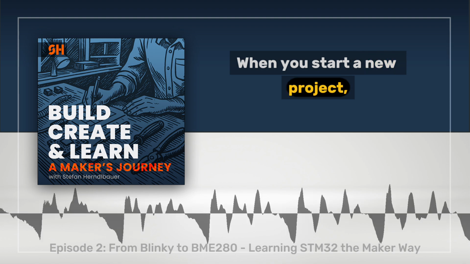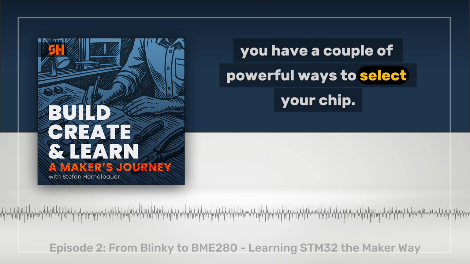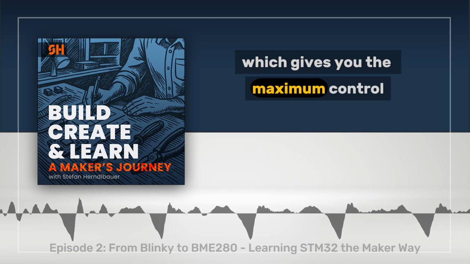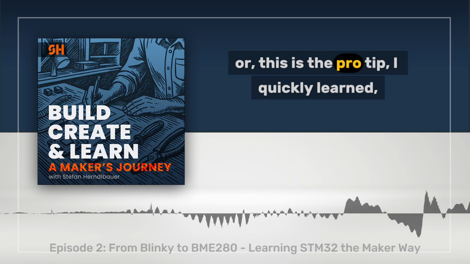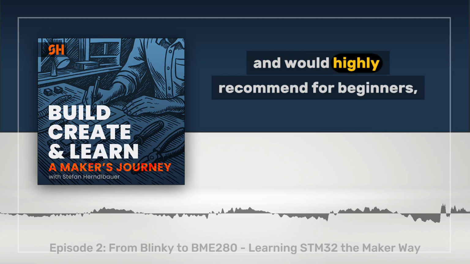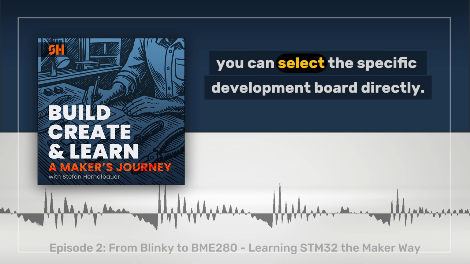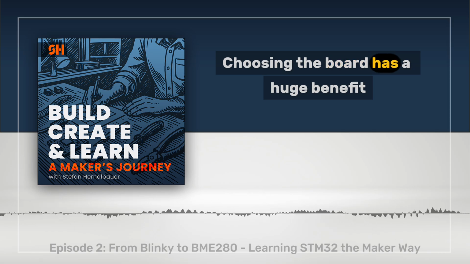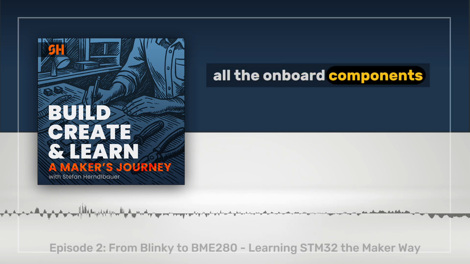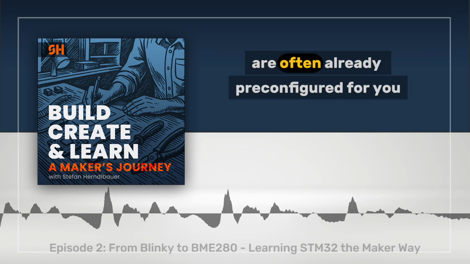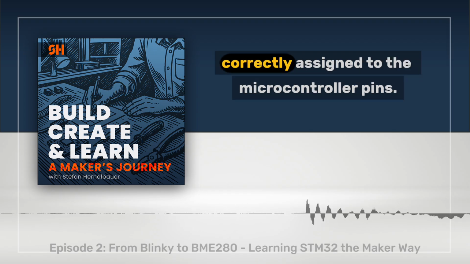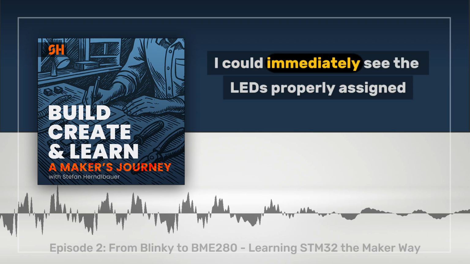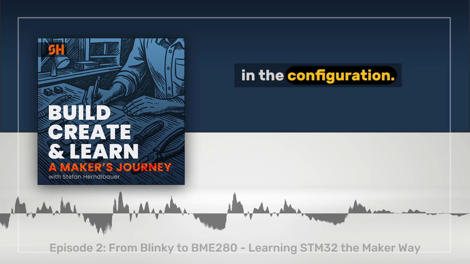When you start a new project, you have a couple of powerful ways to select your chip. You can pick just the raw microcontroller, which gives you the maximum control, or this is the pro tip I quickly learned and would highly recommend for beginners. You can select the specific development board directly. Choosing the board has a huge benefit. All the onboard components like LEDs and buttons are often already pre-configured for you, correctly assigned to the microcontroller pins. For my Nucleo board, I could immediately see the LEDs properly assigned in the configuration.